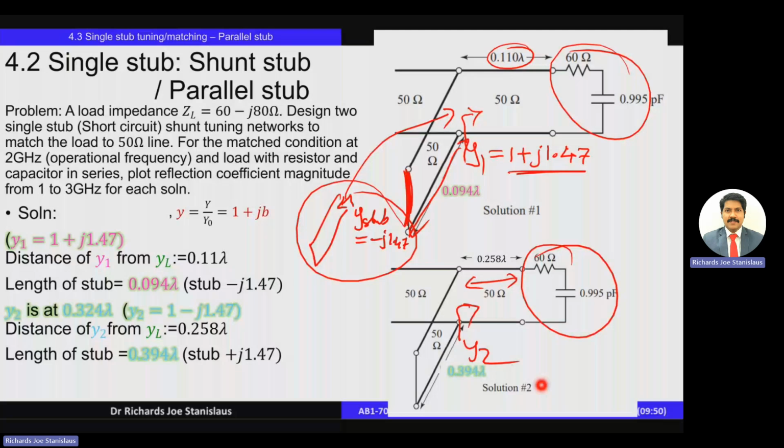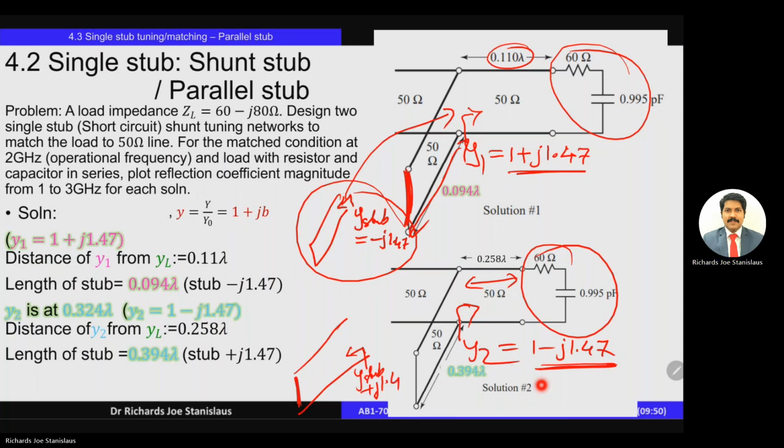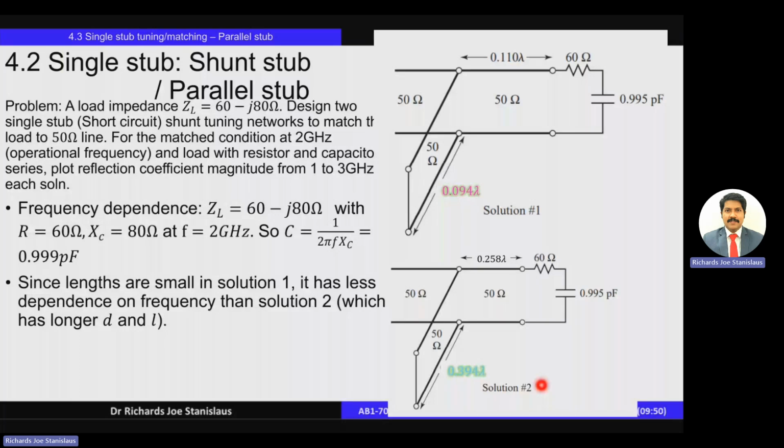In the second solution, the Y2 point was 1 minus j1.47. To cancel out this minus j1.47, from the short circuit, we take a stub admittance corresponding to plus j1.47, which we just cancelled. So this length is 0.394 lambda, right, which is given out here as solution number 2. So this is how we determine the length of the stubs correspondingly, and then the frequency dependence.